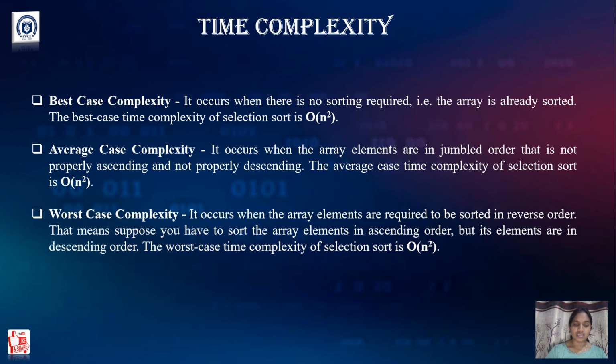Worst case complexity: it occurs when the array elements are required to be sorted in reverse order. That means, suppose you have to sort the array elements in ascending order, but its elements are in descending order. The worst case complexity of selection sort is O of n square.